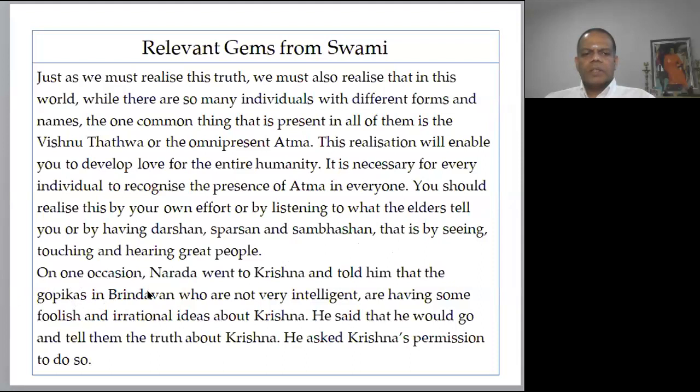On one occasion, Narada went to Krishna and told him that the Gopikas in Vrindavan, who are not very intelligent, are having some foolish and irrational ideas about Krishna. He said that he would go and tell them the truth about Krishna. He asked Krishna's permission to do so.